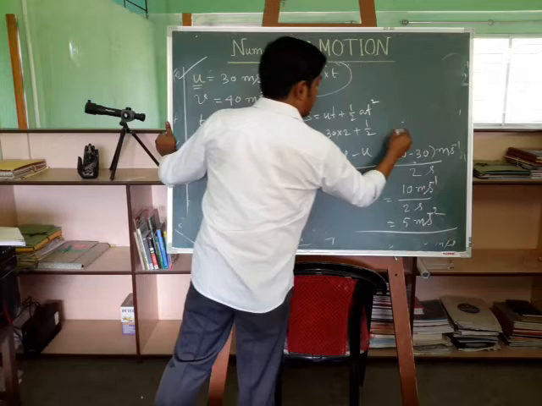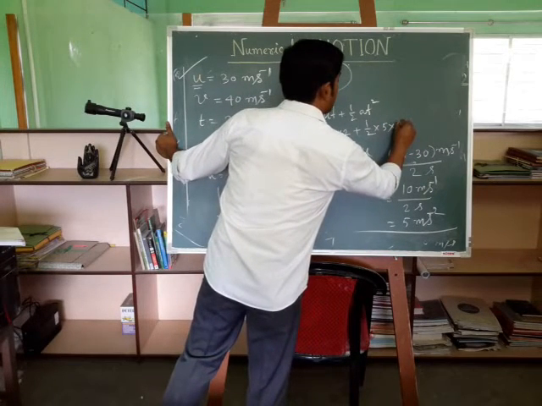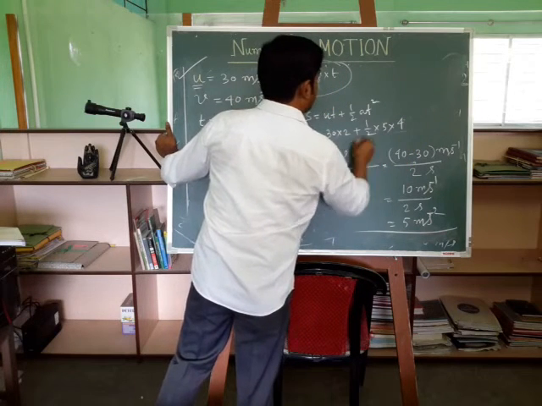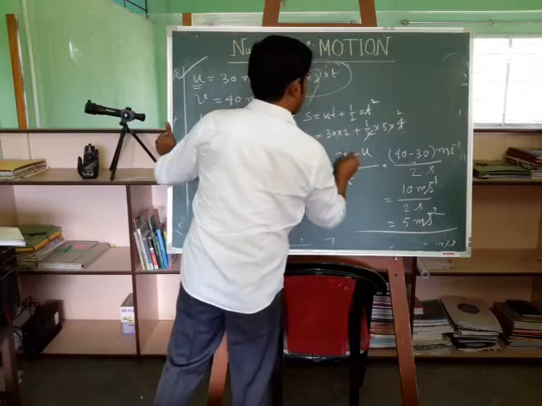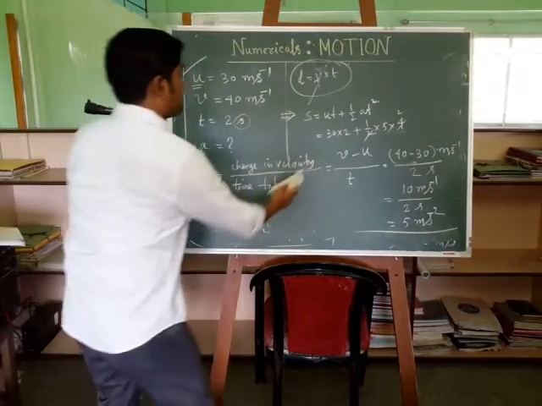What is the acceleration? That is 5. And what is time? Time is your 2 seconds. So 2 square means this is 4. Okay? So how much this will be? This will be 2. Let me wrap this part so that we have some space here.